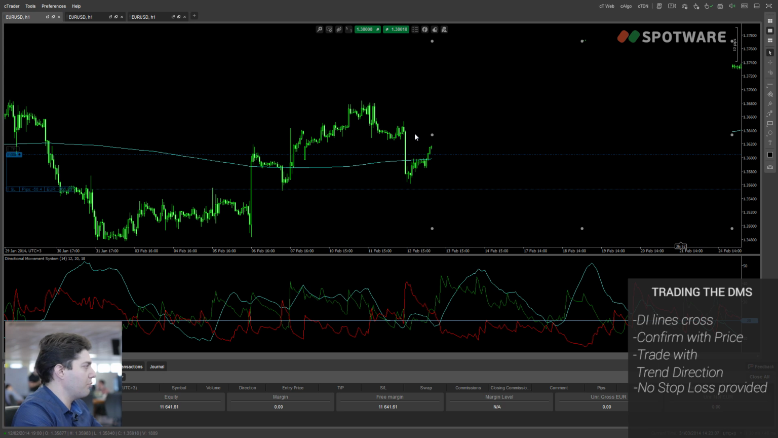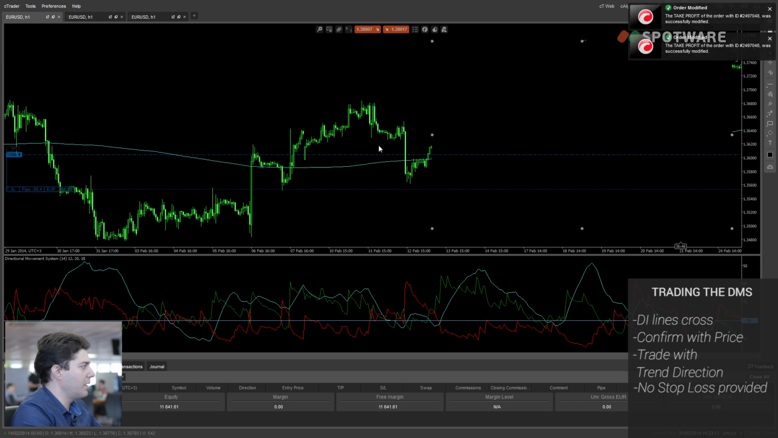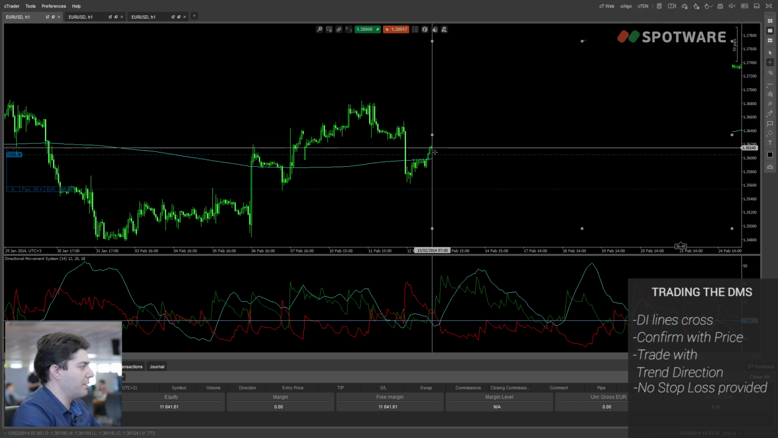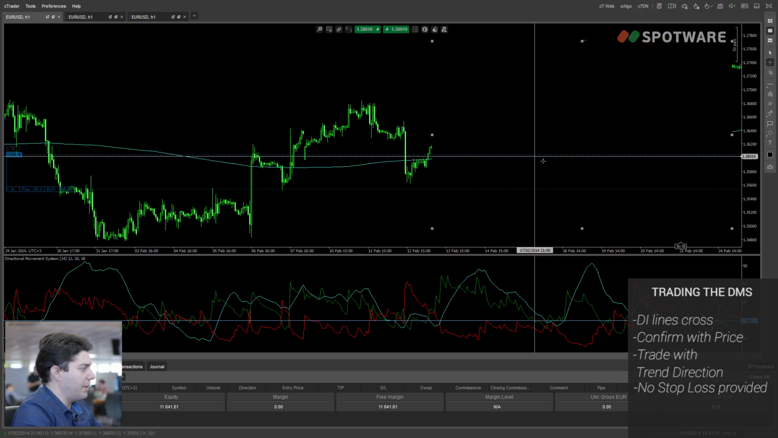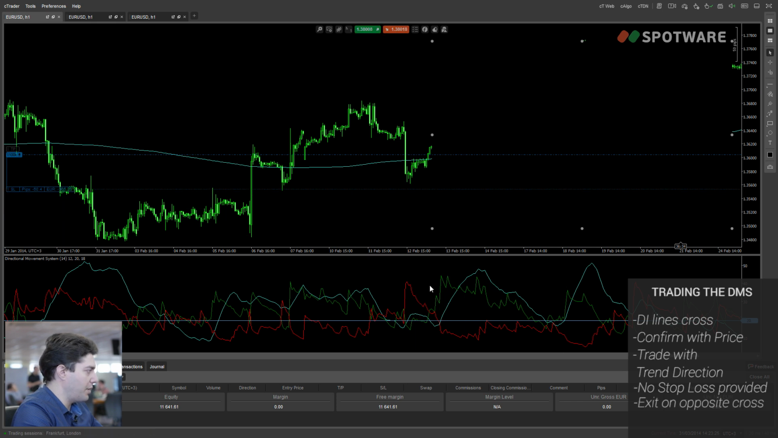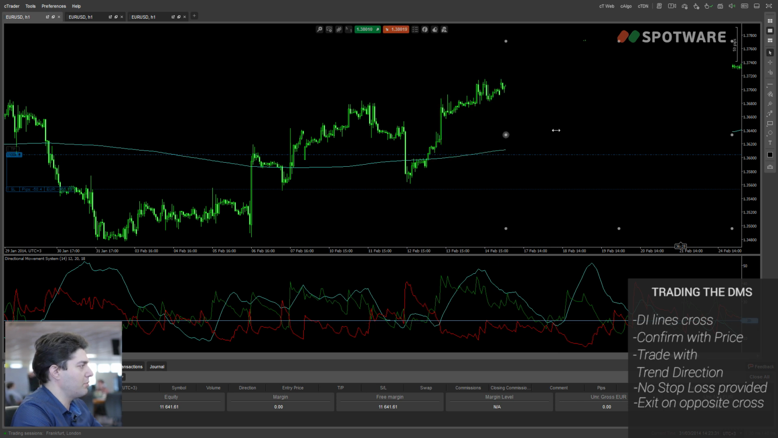This indicator also does not provide an exit in the form of a take profit, where to put our take profit. What the indicator does provide is two ways to exit your trade. One way is to exit on the opposite cross. So here we have entered long on this cross, and we can exit on this cross. See, we can exit here, and we're going to be successful.